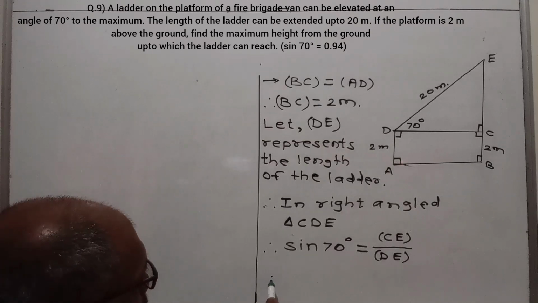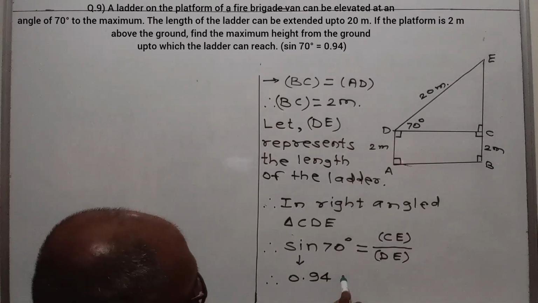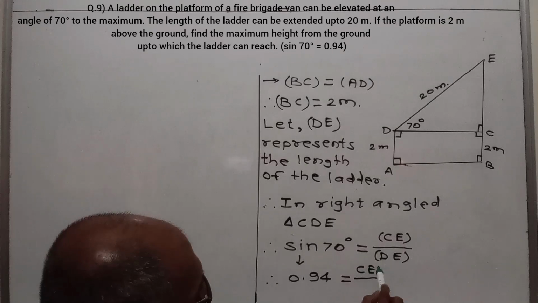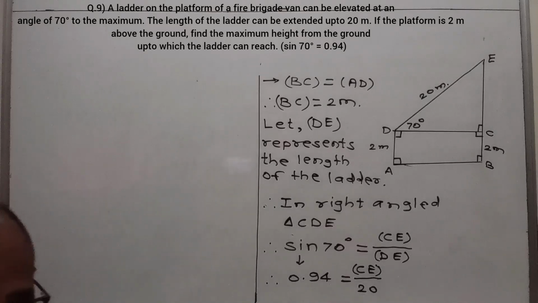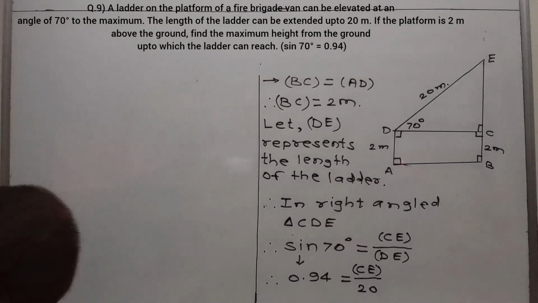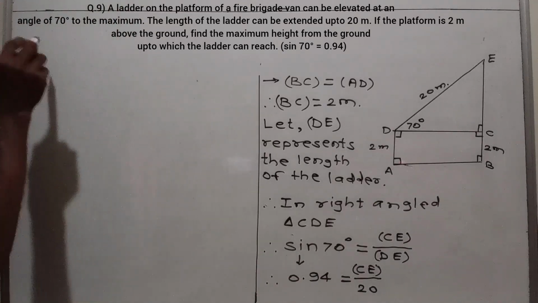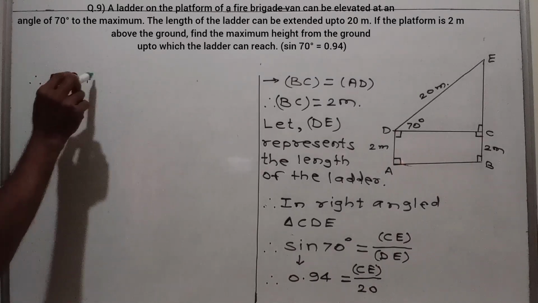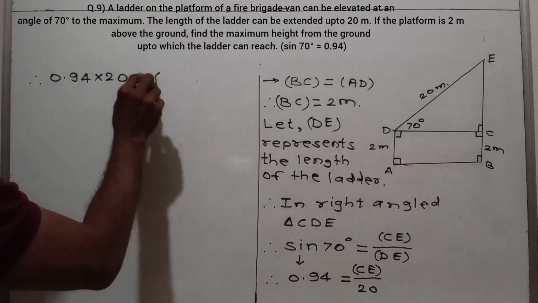Now we have given the value of sine 70, which is 0.94, is equal to CE, we don't know CE, but we know the value of DE, 20. Did you get it? Therefore, by cross multiplication, means generally we take 20 to the left side. Therefore, see this, 0.94 into 20 is equal to CE.